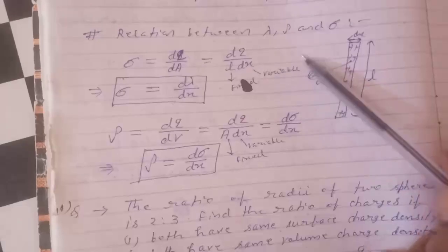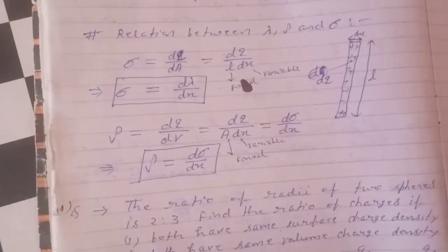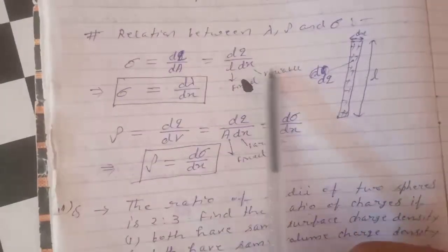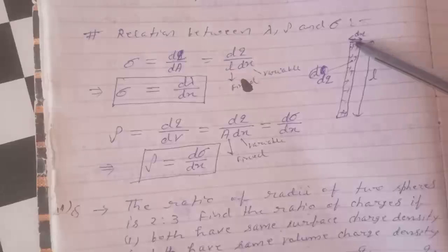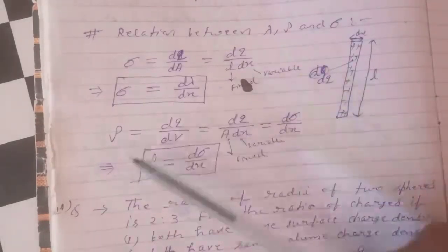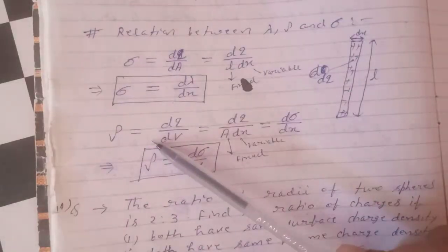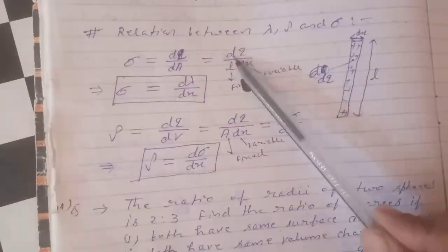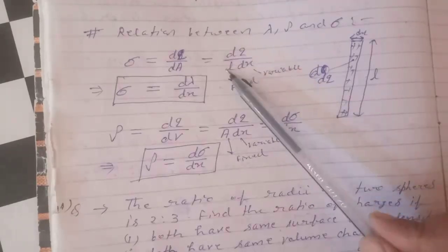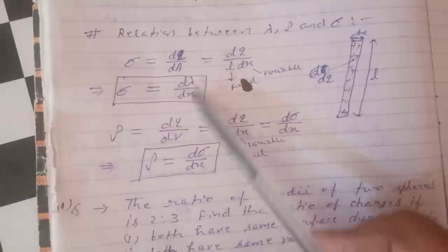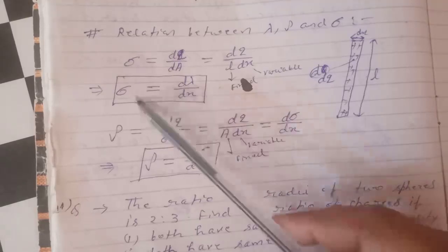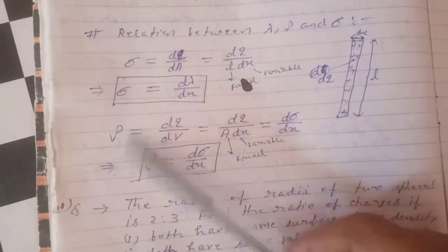Next, relation between lambda, rho and sigma. Here sigma equal to dq by dA, or dq by lambda dx, lambda into dx. So area will be, this will be area. So dq by lambda dx. So rho and dq by dx is equal to lambda. So we can write dq by L equal to lambda. So sigma equal to d lambda by dx. This is a relation between linear charge density and surface charge density.